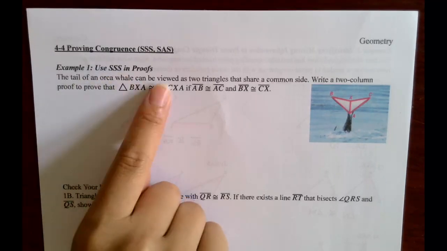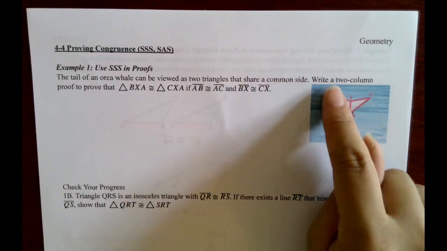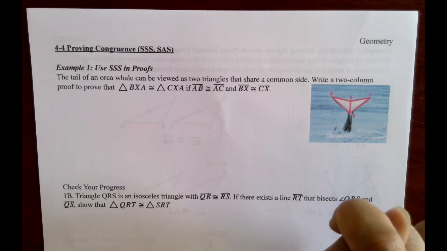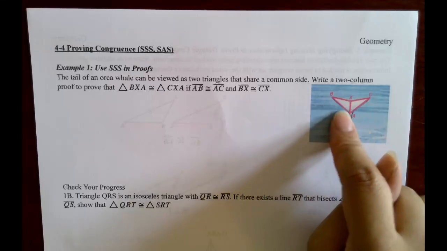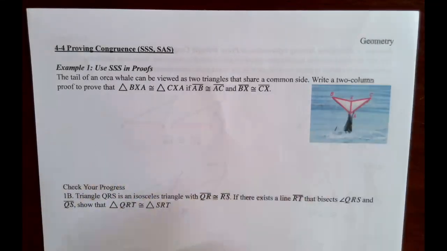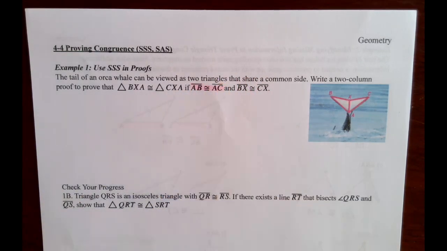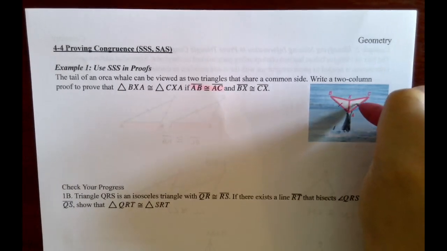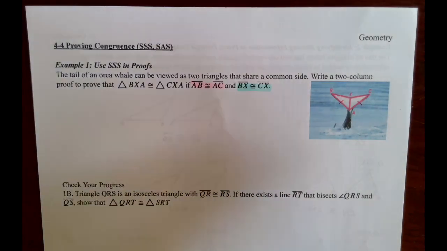Okay. So the first one here, it tells us that the tail of an orca whale can be viewed as two triangles that share a common side. We're going to write a two-column proof to prove that triangle BXA here, this one on the left, is congruent to triangle CXA, right? And then what we know is that AB is congruent to AC, right? So I'm going to mark that AB, that's here, is congruent to AC, mark that here. And we know that BX is congruent to CX. So we're going to mark that here.